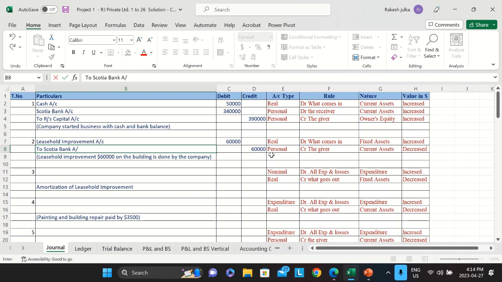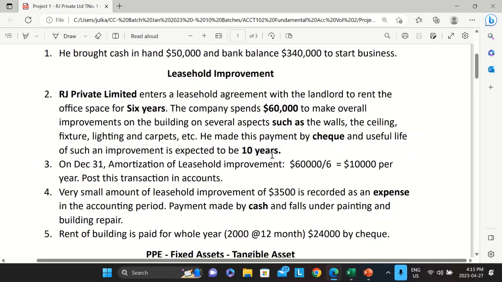So Scotia Bank account is credit 60,000. Scotia Bank is a personal credit, the giver. It's a current asset which is decreasing. So this is the second transaction that we have completed. Now move to the third transaction.